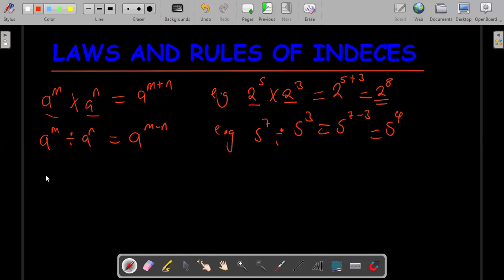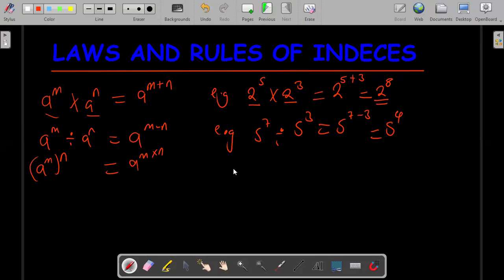Another rule that you need to know is when you have an index which looks like this: an index with a power and it's in brackets, then it's powered as well. Let's say you have A to the power M, then it's raised to the power N. What you do in that case is multiply the powers. So you get your base A, then you multiply the powers. This power is actually affecting whatever is in the brackets. So you get A to the power M multiplied by N.